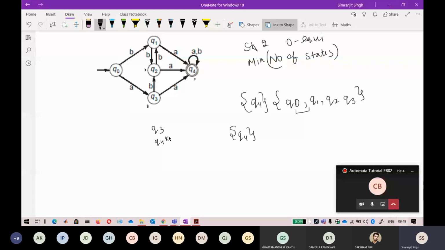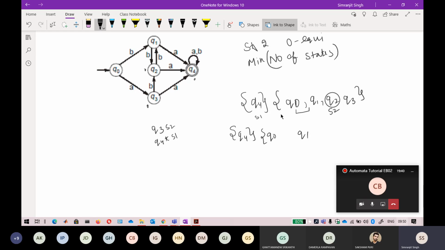If you clearly look at it, Q3 belongs to set 2 and Q4 belongs to set 1. So this is set 1, this is set 2. It means that Q naught and Q2 cannot be placed together. So first is this thing. The second thing you have to check is that Q2 can be placed in this set with Q0 or it can be placed in this set with Q1.